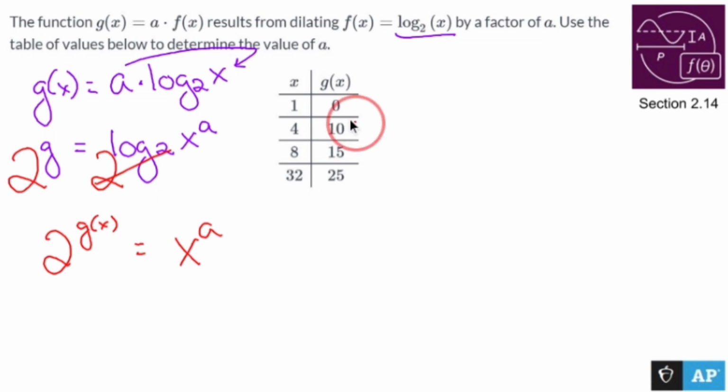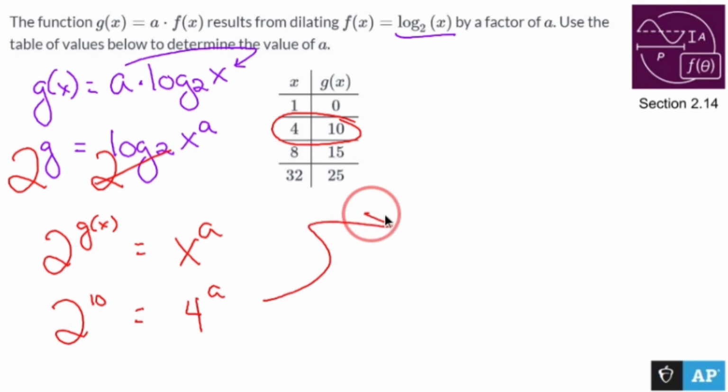So let me just pick one. Okay, x is 4. A is what I'm looking for. 2 is 2, and g of x is 10. Well, that's very unpleasant. I don't know what 2 to the 10 is, but you know what I can do? I can rewrite 4 as 2 squared.